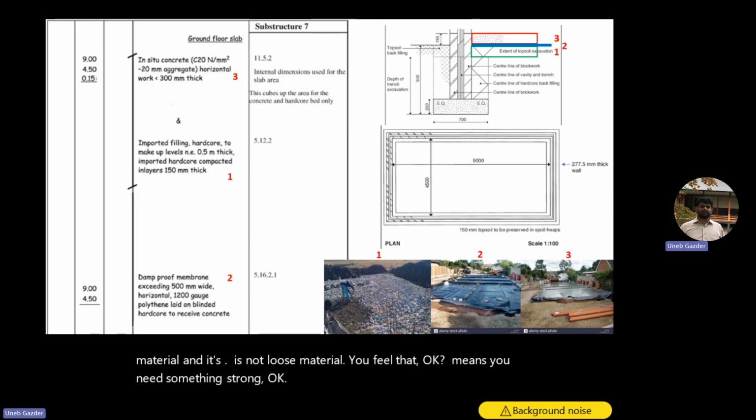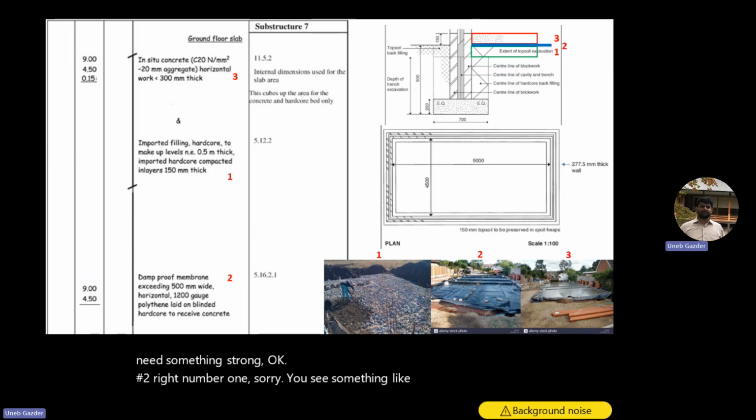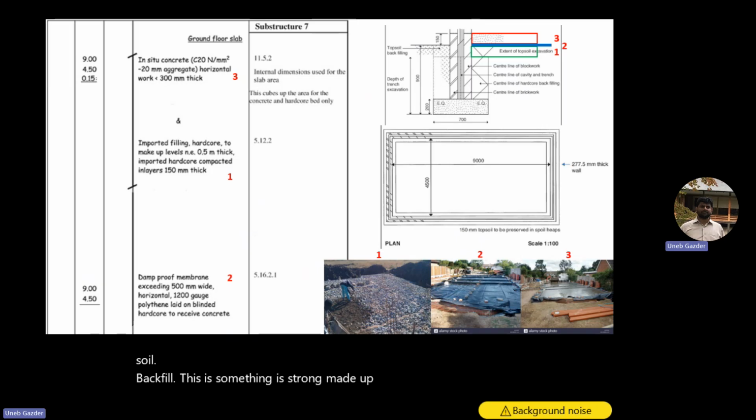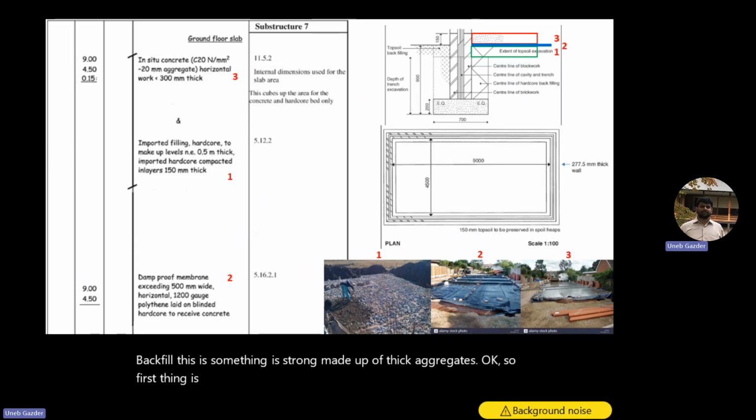Number one, you see something like this. This is not natural soil, backfilled. This is something strong, made up of thick aggregates. So first thing is the material is not backfilling. It's something which you bring from somewhere, and strong material. Okay, what else?